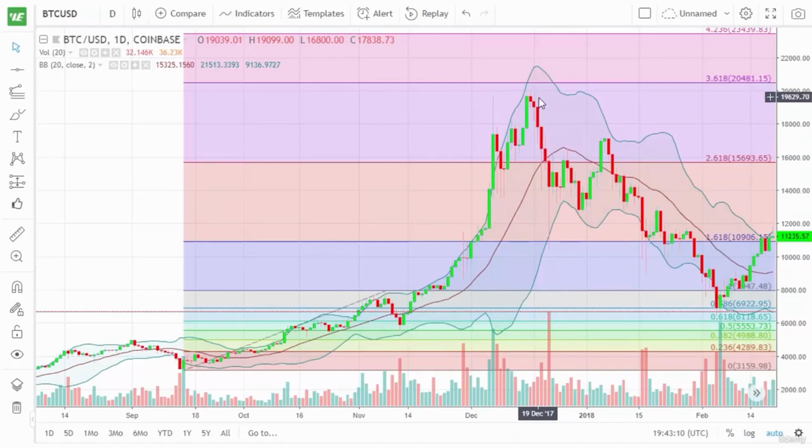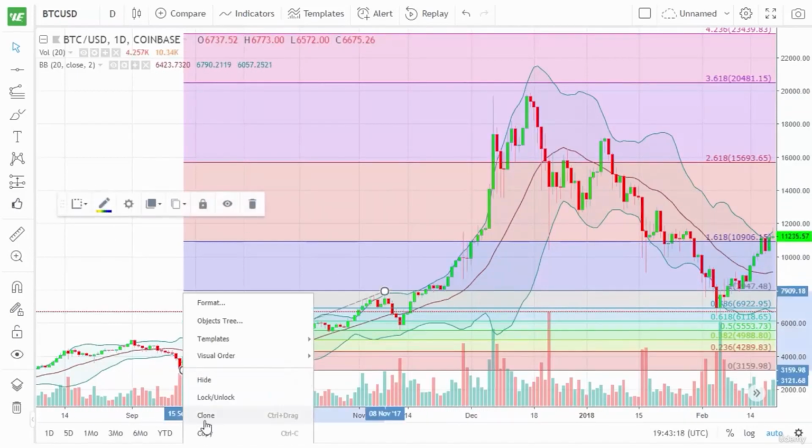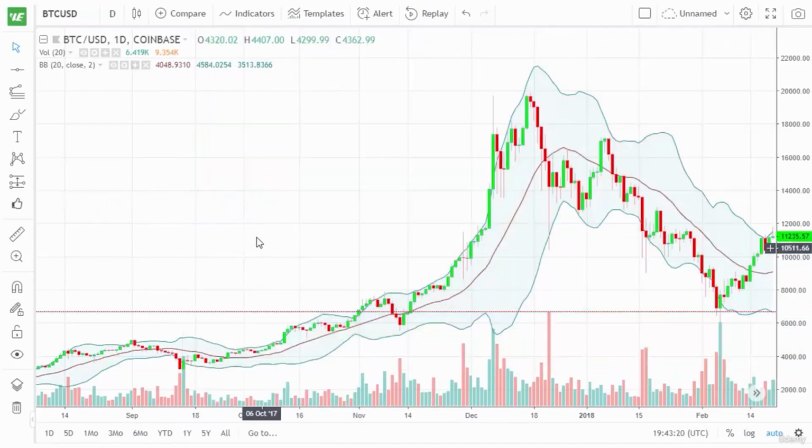Of course, you would marry this with the Bollinger Band. You broke above it once you hit the first one. That probably would have gotten you out with a really nice profit. And then, of course, you could set up for future trades.